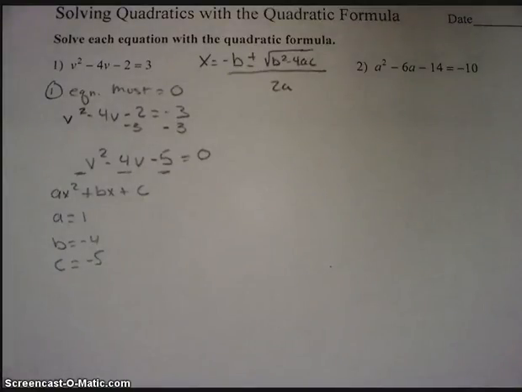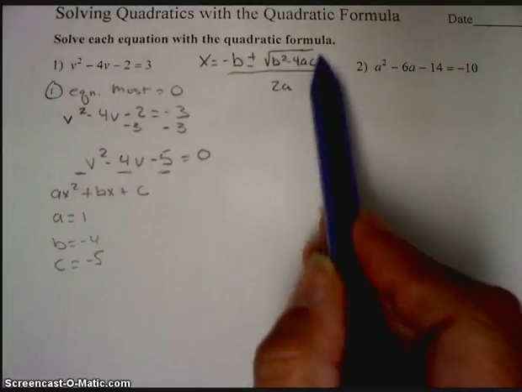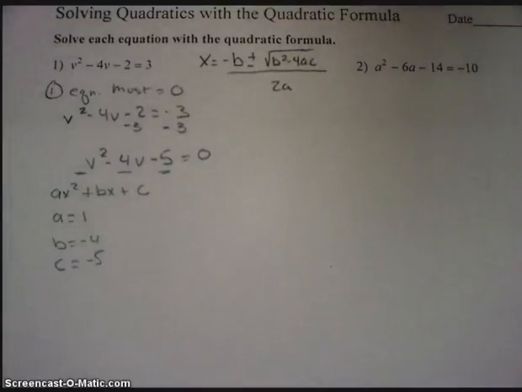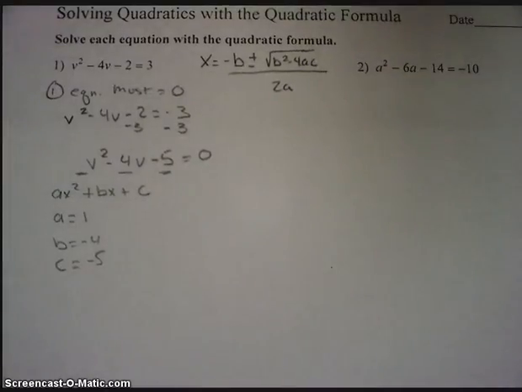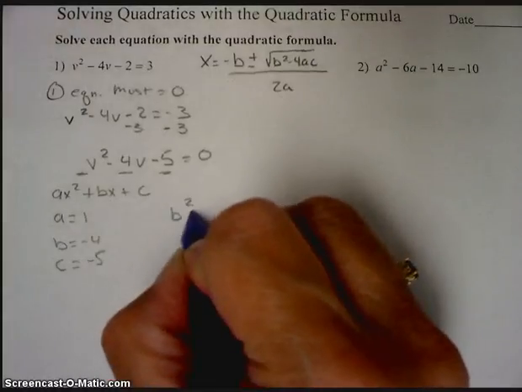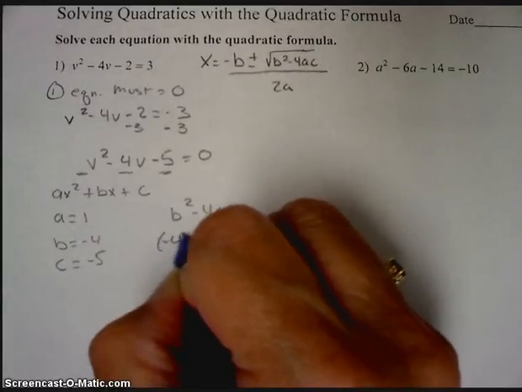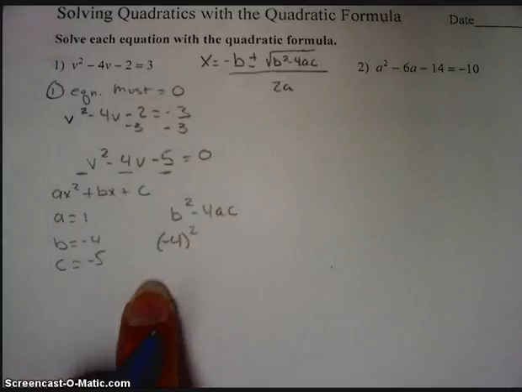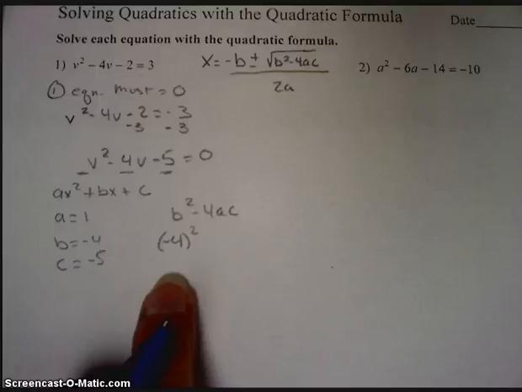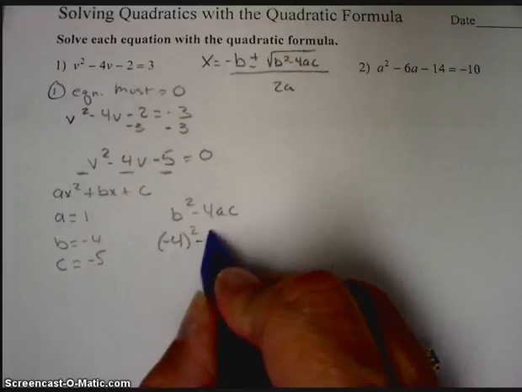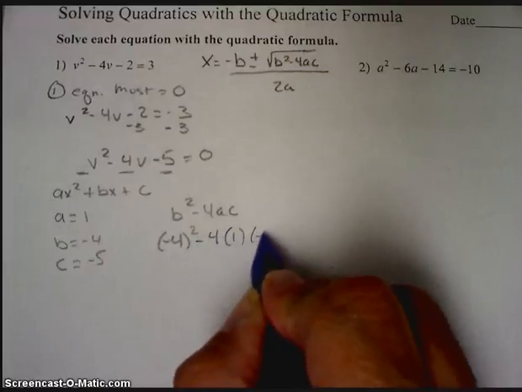I like to do the discriminant, which is underneath here, first on the outside so the math isn't so messy. So if I do b squared minus 4ac, I'm going to take b, which is negative 4. Remember to put it in parentheses. This is a common math mistake we cannot make. If you put negative 4 and square it in your calculator, you're going to get negative 16, but negative 4 squared is positive 16. So minus 4, 1 times negative 5.